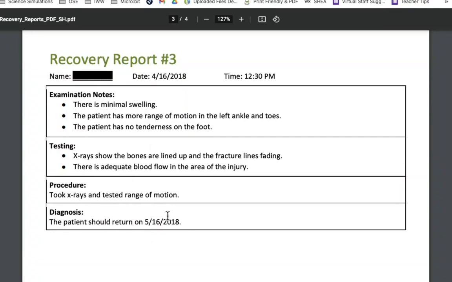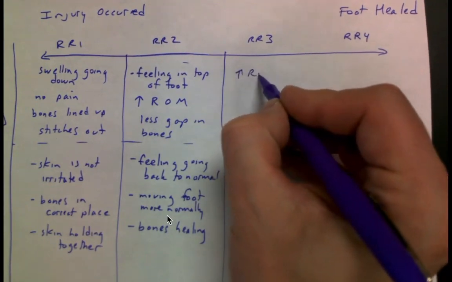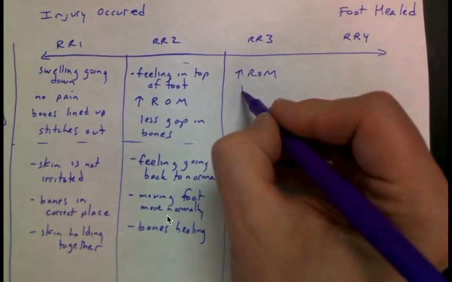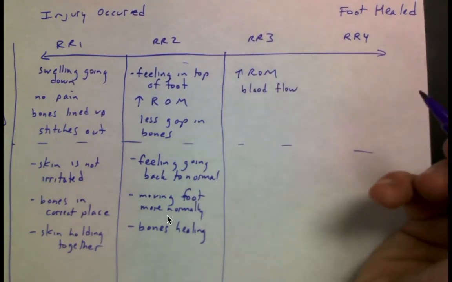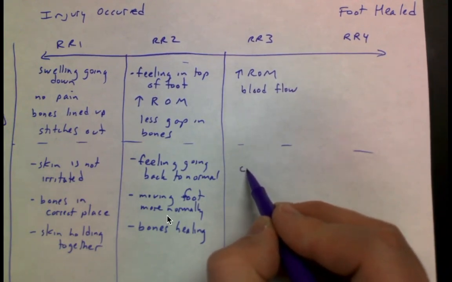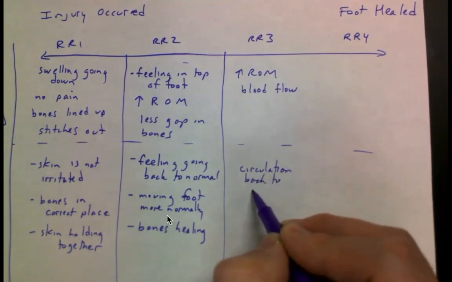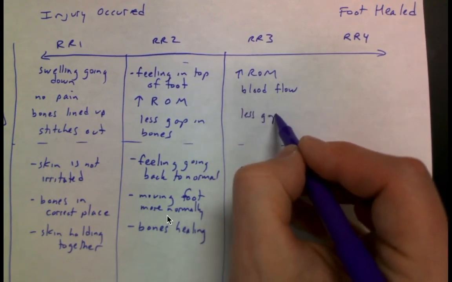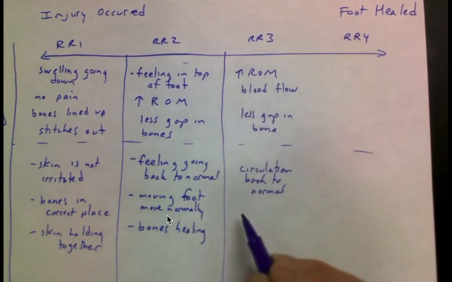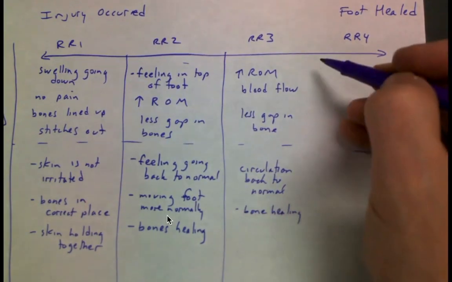So again, we go back to our chart. And on this one there's still more range of motion increase. There was more blood flow. I don't know if I mentioned that in the other one. So blood flow is good. So that means the circulation is getting back to normal. There was less gap in a bone. So bone is healing. Okay. And finally, we go to our last report.